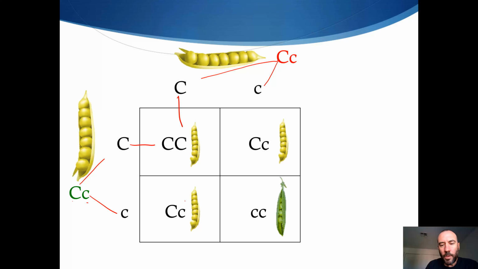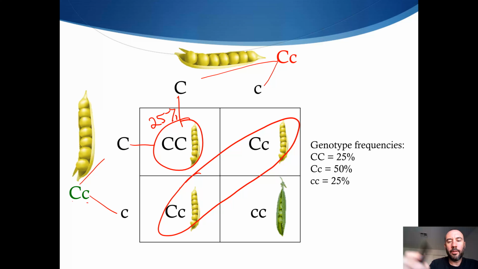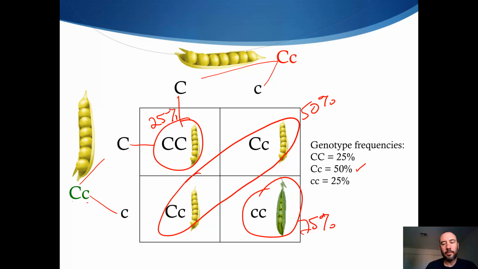So the genotype frequencies are 25% homozygous dominant. That would be this one, 25%. Then we have here 2 out of 4, which is 50% heterozygous. And then we have here 25% homozygous recessive, which you see here.